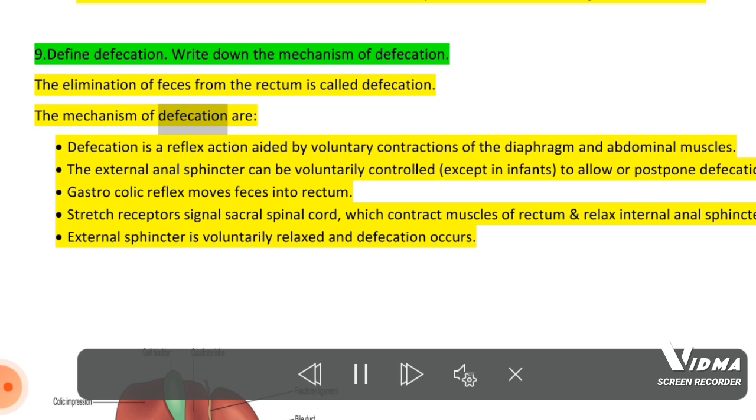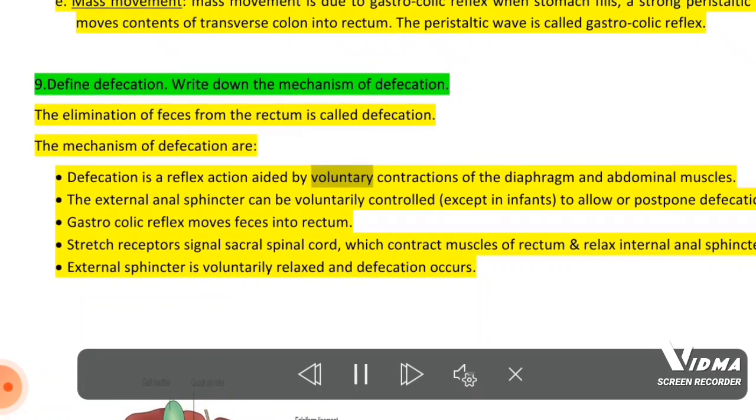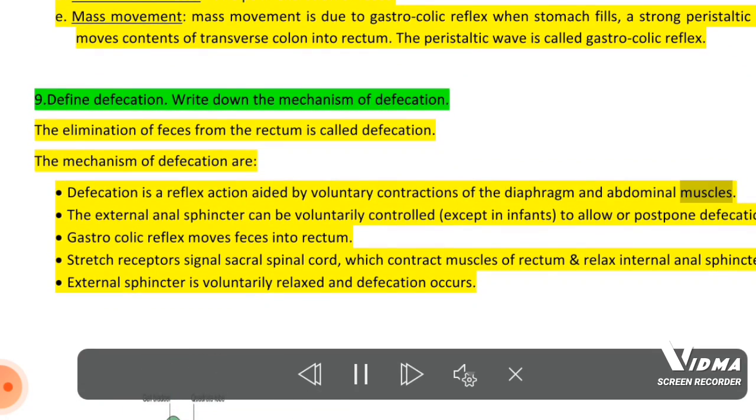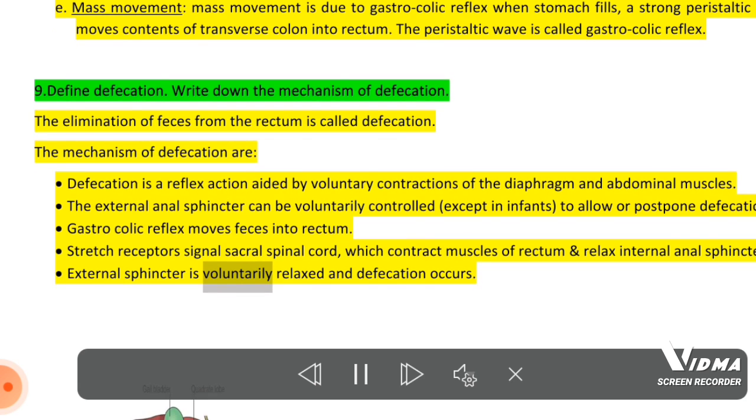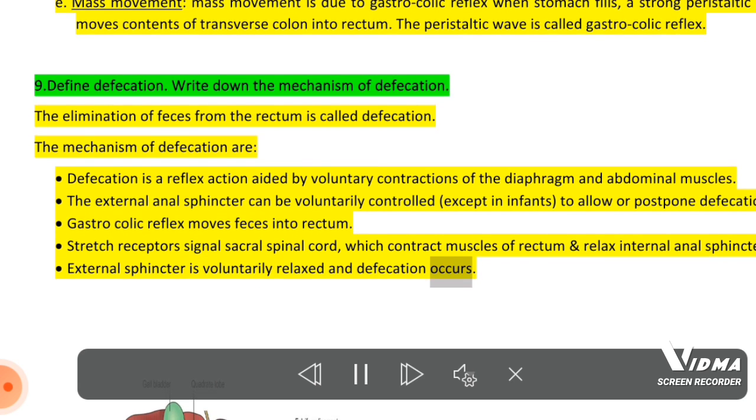The mechanism of defecation is: defecation is a reflex action aided by voluntary contractions of the diaphragm and abdominal muscles. The external anal sphincter can be voluntarily controlled, except in infants, to allow or postpone defecation. Gastrocolic reflex moves feces into the rectum. Stretch receptors signal the sacral spinal cord, which contracts muscles of the rectum and relaxes the internal anal sphincter. The external sphincter is voluntarily relaxed and defecation occurs.